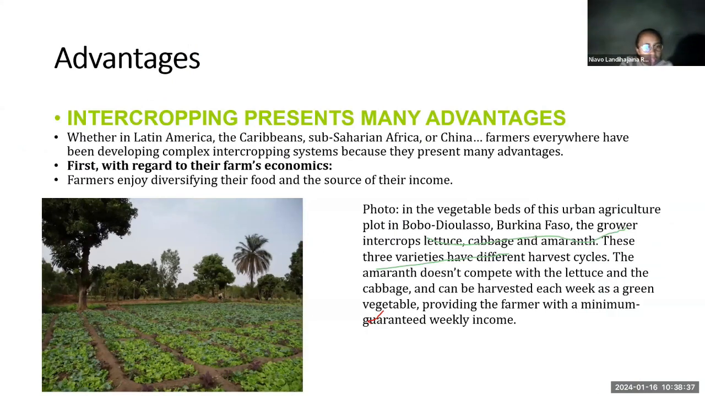You can see in this picture vegetable beds in this urban agricultural plot in Burkina Faso. The grower intercrops lettuce, cabbage, and amaranth. These three varieties don't compete with each other, and the lettuce and the cabbage can be harvested each week as a green vegetable, providing the farmer with a minimum guaranteed weekly income. So the main advantage of intercropping here is to improve the economics of the farmers. He can enjoy diversifying his food and the source of his income.